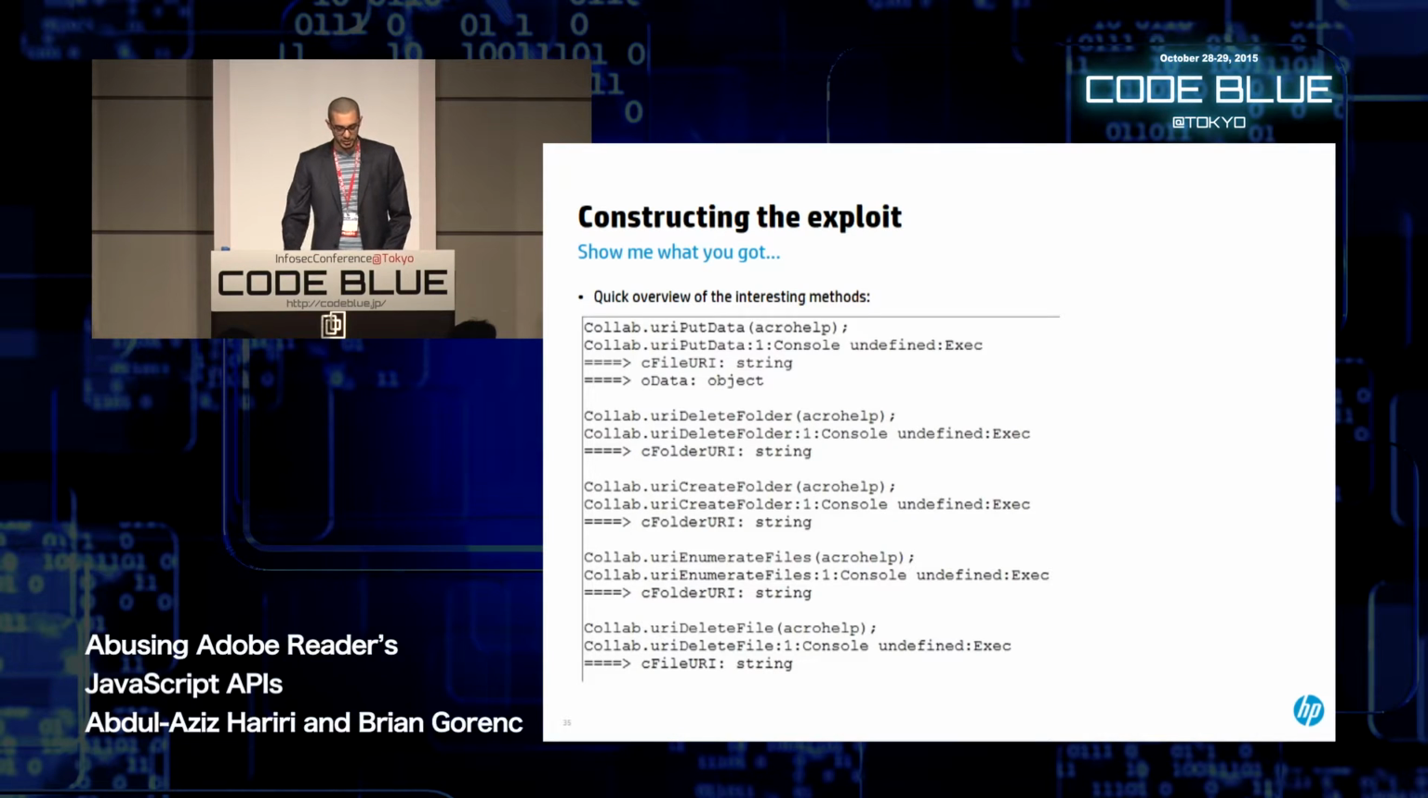URI create folder, just as the name implies, creates a folder. It takes 1 argument, the path of the folder that you want to create. Enumerate files also takes 1 argument, which is the path, and what this function does is list the contents of the folder that you want. So it's a directory traversal API. URI delete file, as the name implies, deletes a file. It takes the path of the file that you want to delete.